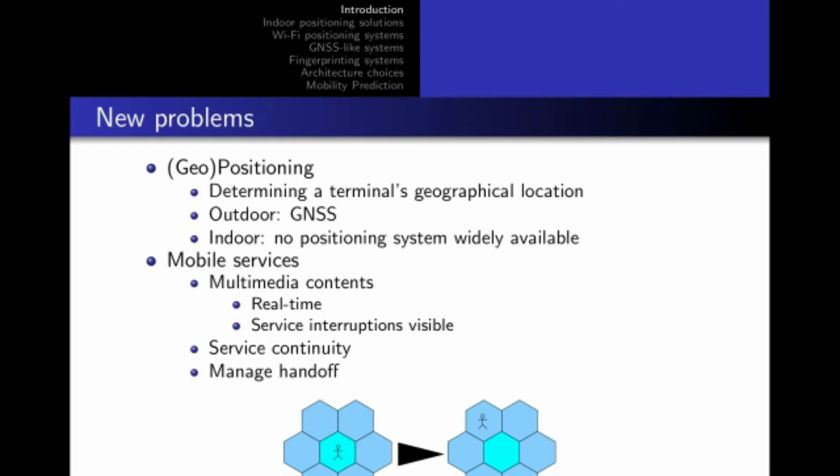provide new problems too. So you have first to position the device, so to determine its location geographically. Outdoors, it's easy with GNSS systems such as the GPS, while indoors you have no positioning system widely available. Then on mobile services, you provide multimedia content which is real-time and for which the service interruptions are visible. So you have to ensure service continuity, in particular by managing the handoff of the mobile device.